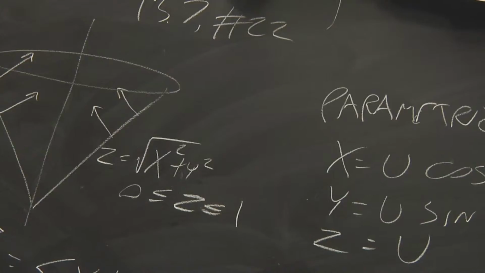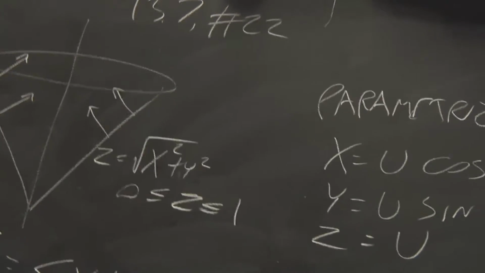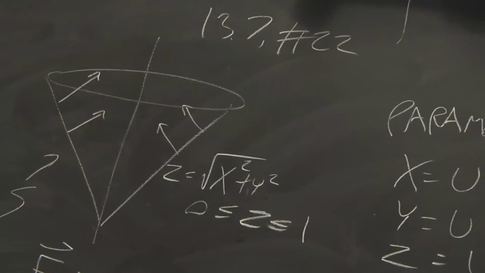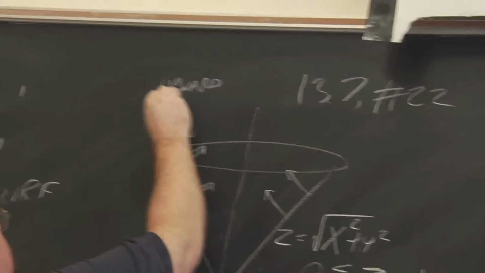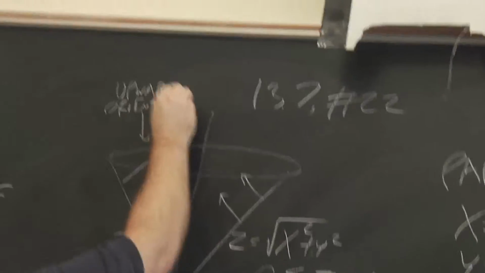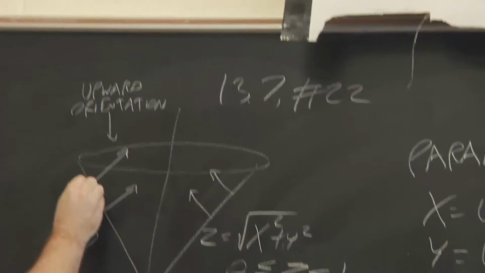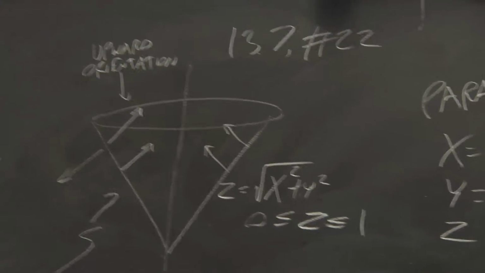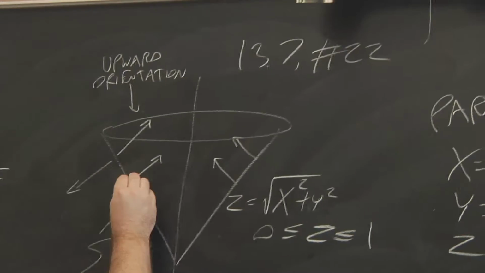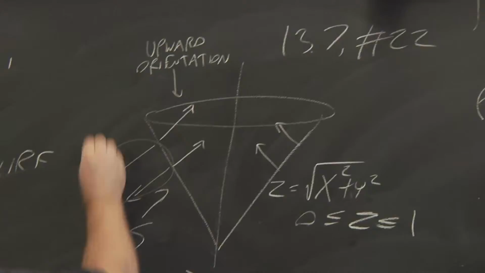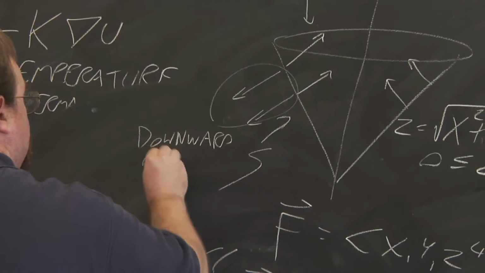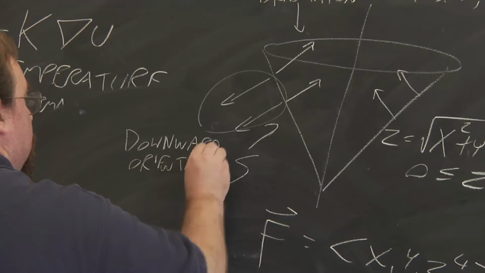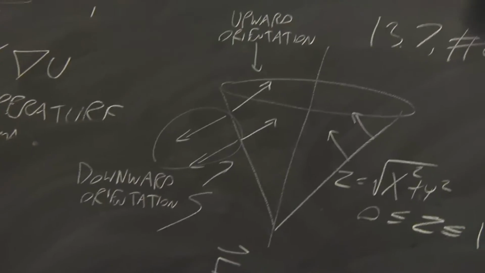Now, because we have that positive z component, this is called upward orientation. Whereas you can flip the normal vector, so it's still perpendicular to the surface at each point. So this is downward orientation.